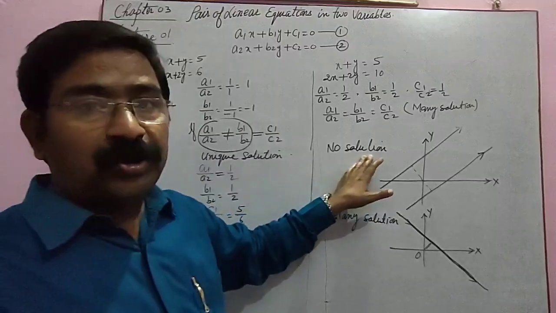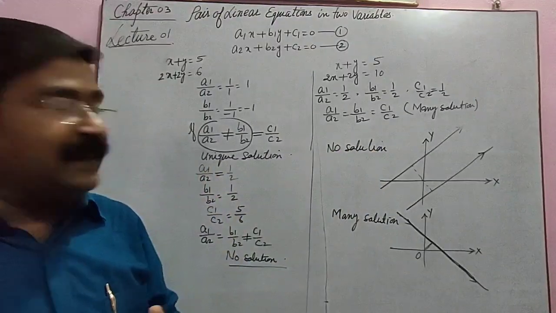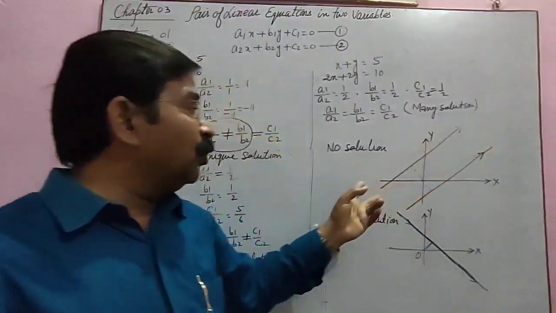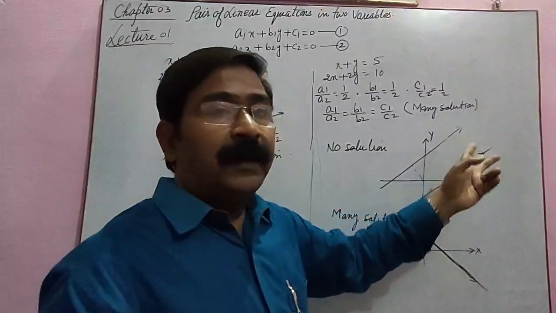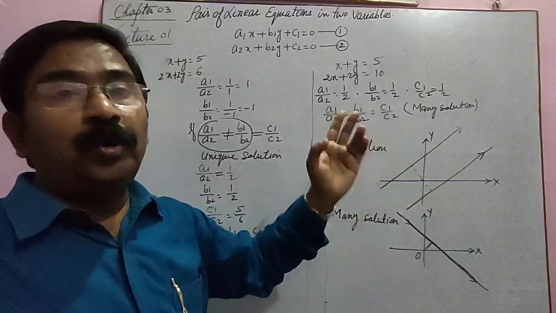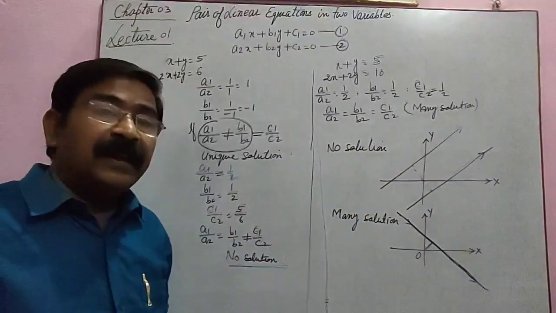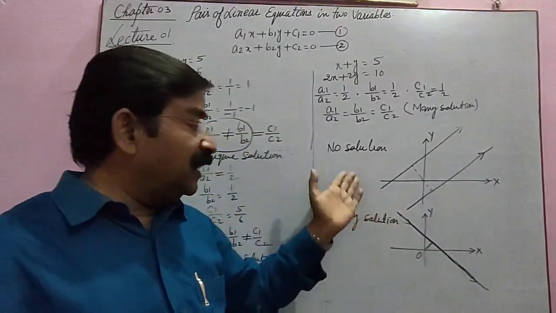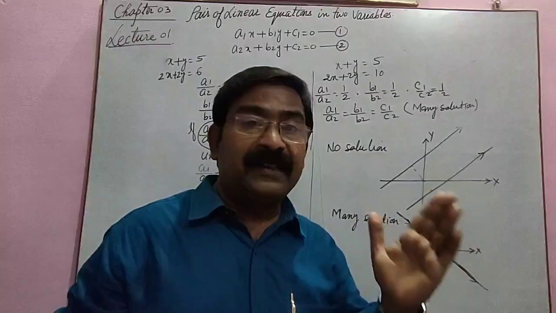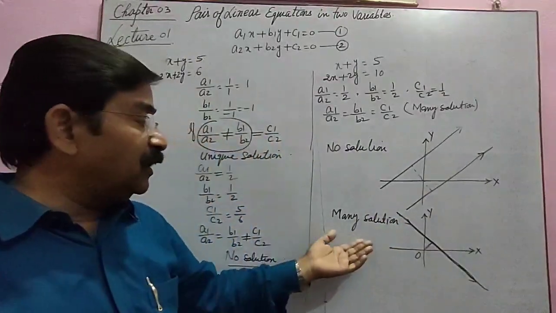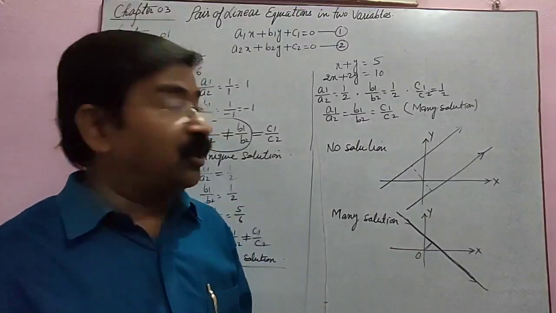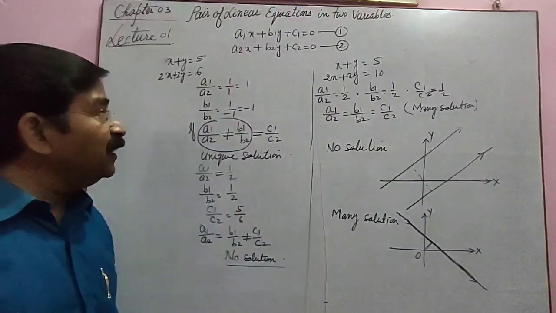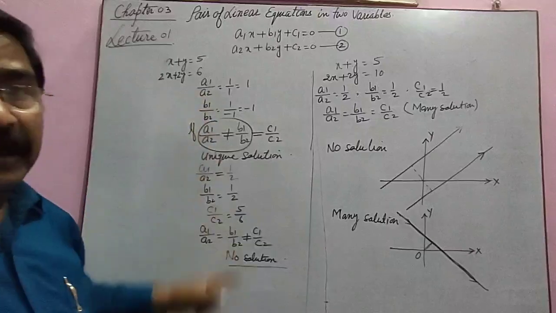Second one is no solution, which means there is no intersection between lines, the lines are not touching anywhere to infinity. So the lines are parallel, which means the equations will have no solution. And the third one is if the two lines overlap each other, or coincidentally the lines are passing in the same direction and at the same distance from the origin, the lines represent many solutions. It has been shown with the help of a graph.